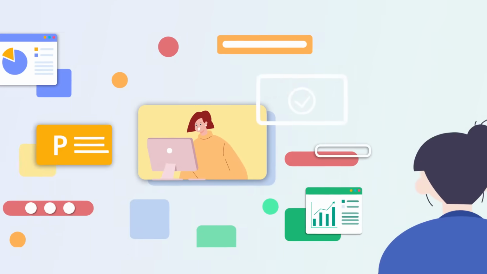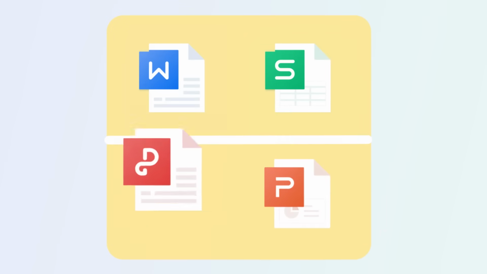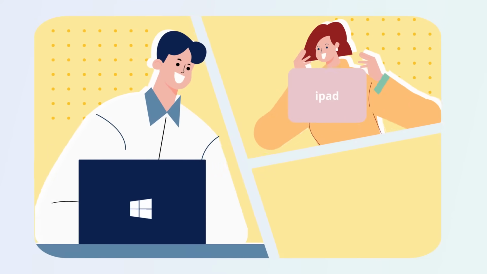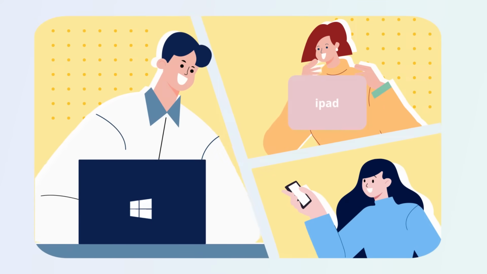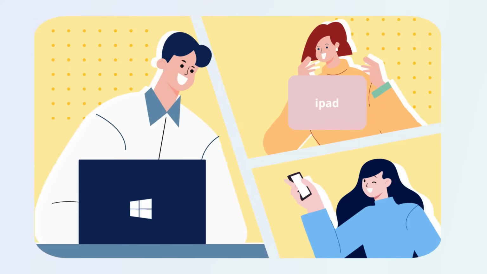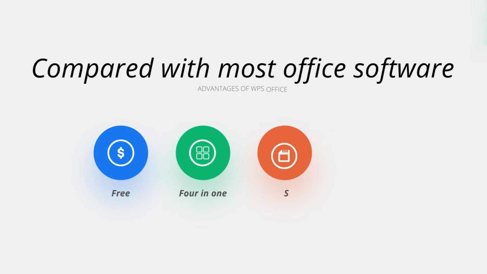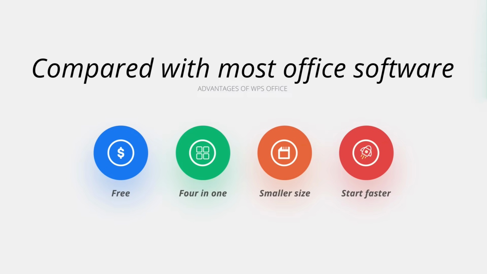WPS Office is a free office software that includes Writer, Spreadsheet, Presentation, and PDF, providing a seamless working experience for multiple devices like PC, Pad, and Phone to achieve high work efficiency anytime and anywhere. Compared with most office software, WPS Office stands out for requiring less memory and enjoying faster speed.